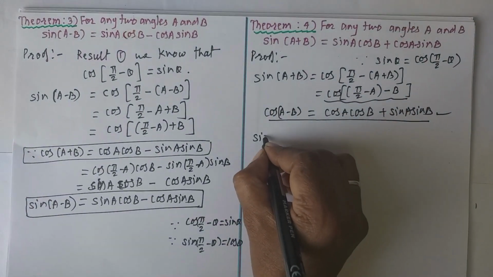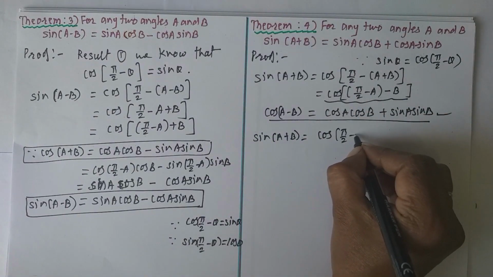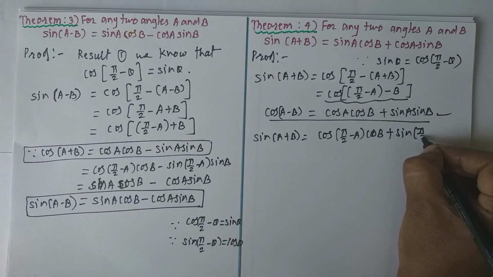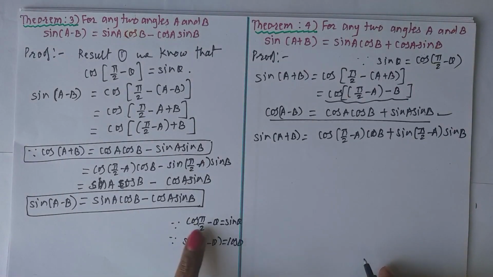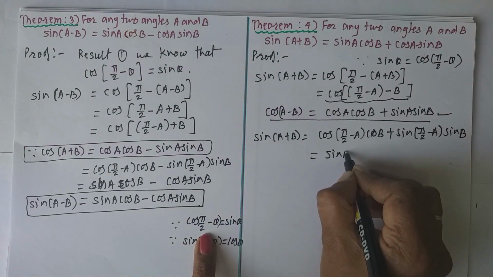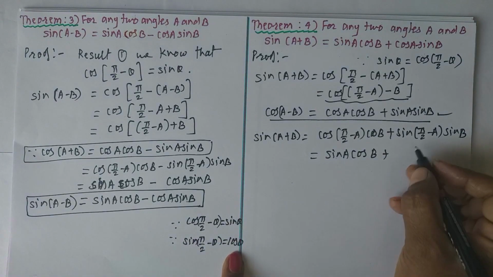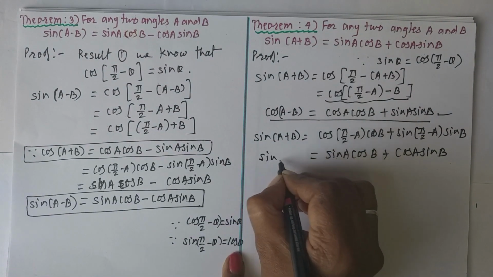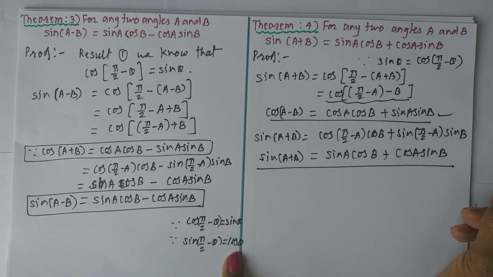Then this sin(A + B) will be, see here, cos A. A is here π/2 minus A. Cos A cos B plus sin A, instead of A, π/2 minus A, sin B. Again from our result we know that cos(π/2 − θ) means sin θ. Therefore this will be sin A cos B plus, and again sin(π/2 − θ) means cos θ, therefore this will be cos A. And in this way we have proved sin(A + B) is equal to sin A cos B plus cos A sin B.